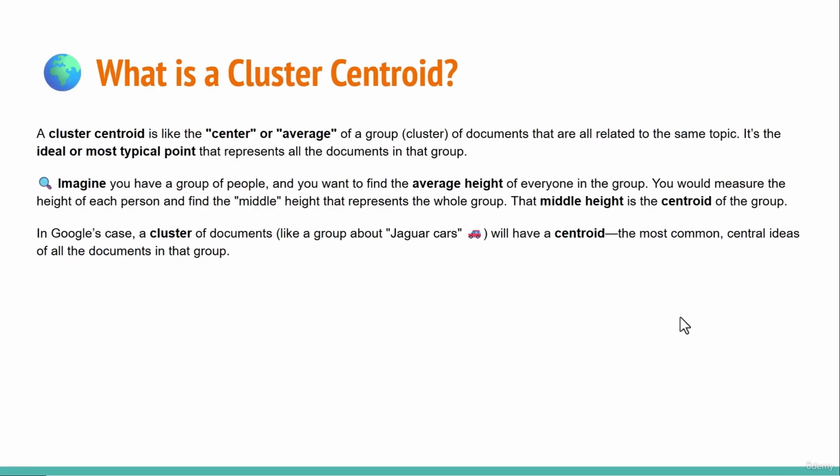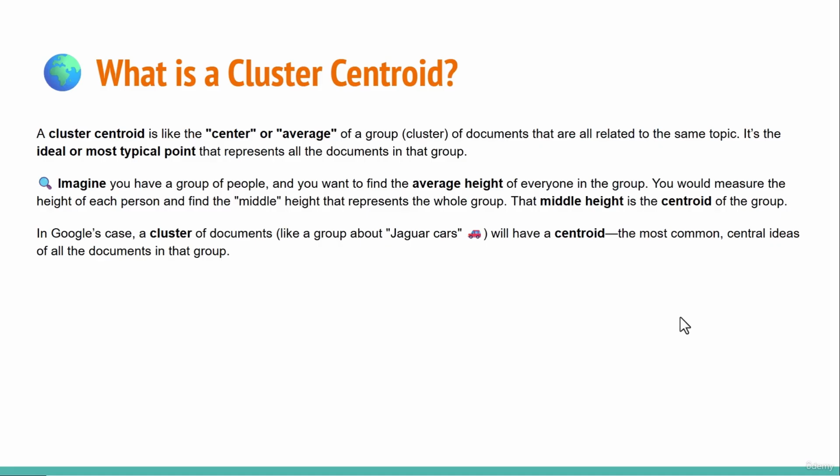Next is the cluster centroid. The centroid is basically a center or average of a group of documents that are all related to the same topic. It's the ideal or most typical point that represents all the documents in that group. For example, if you have a group of people and you want to find their average height, you write down everyone's height and find a middle point. That middle point is where everyone's heights are clustered.